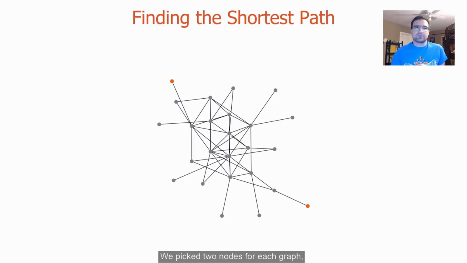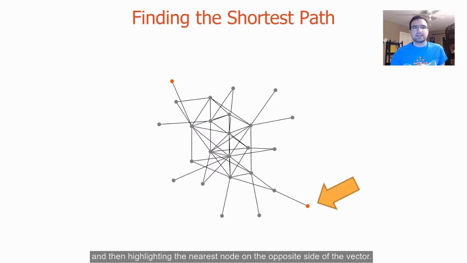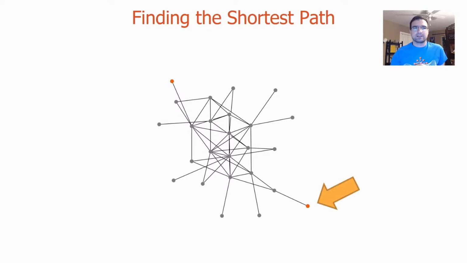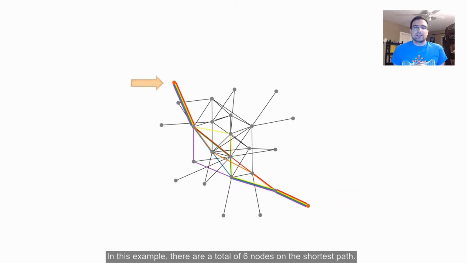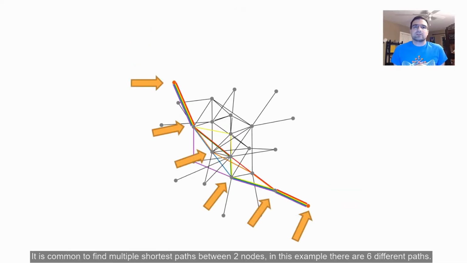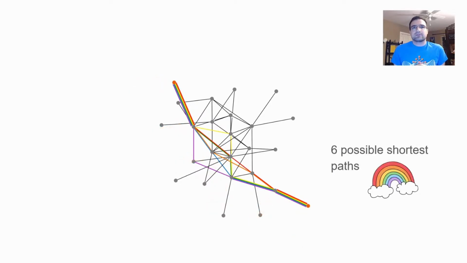We pick 2 nodes for each graph by selecting the node furthest away from the center of the diagram and then highlighting the nearest node on the opposite side of the vector. We ask the participants to count the number of nodes on the shortest path between these 2 highlighted nodes. In this example, there are a total of 6 nodes on the shortest path. It is common to find multiple shortest paths between 2 nodes. In this example, there are 6 different paths.